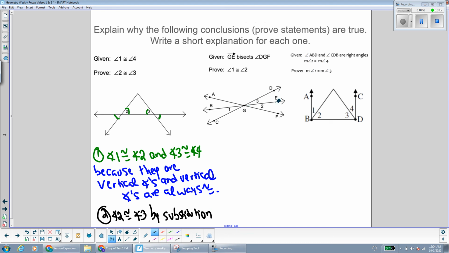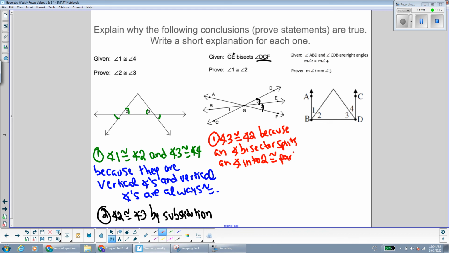Let's take a look at the next one. Ray GE is bisecting angle DGF. That means it's splitting it into 2 equal parts. So I can say angle 3 is congruent to angle 2 because an angle bisector splits an angle into 2 congruent parts. From this information, we need to prove that angle 1 is congruent to angle 2.